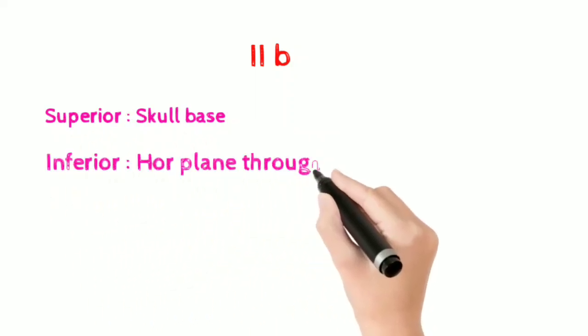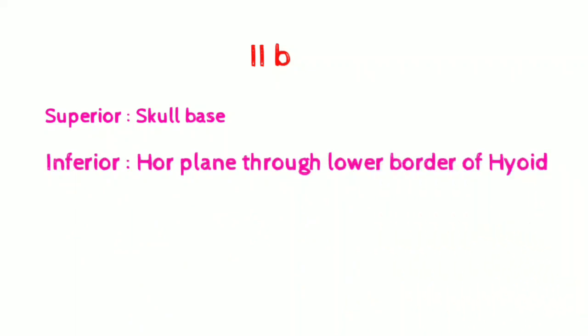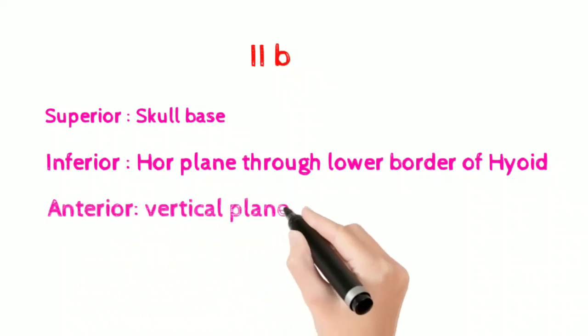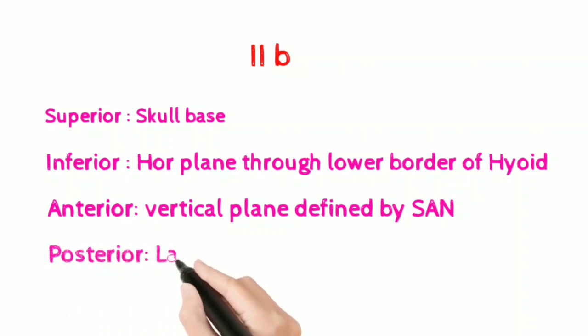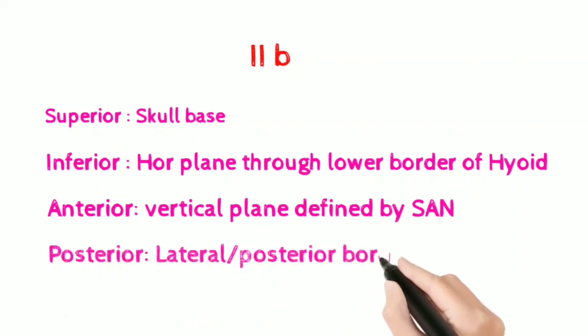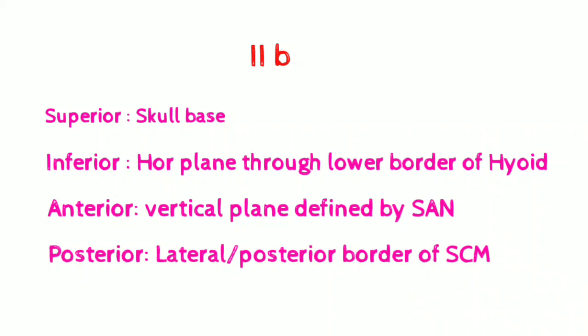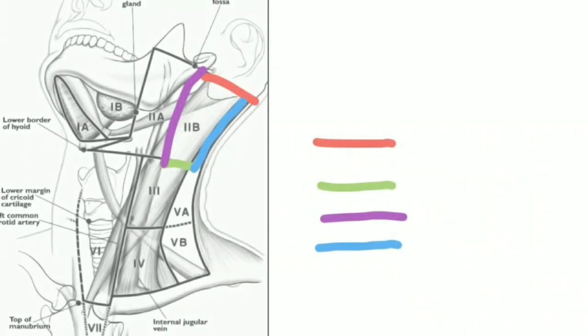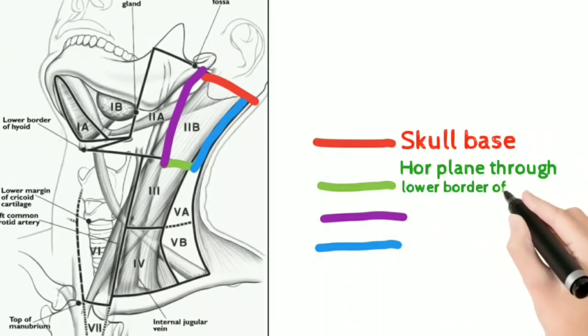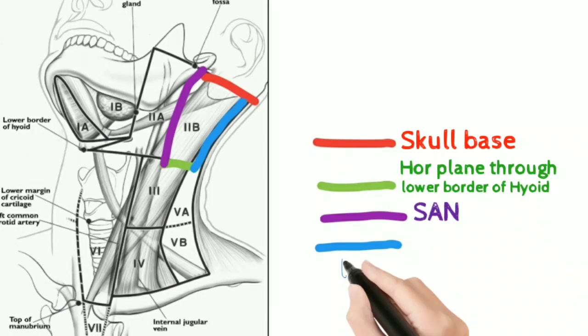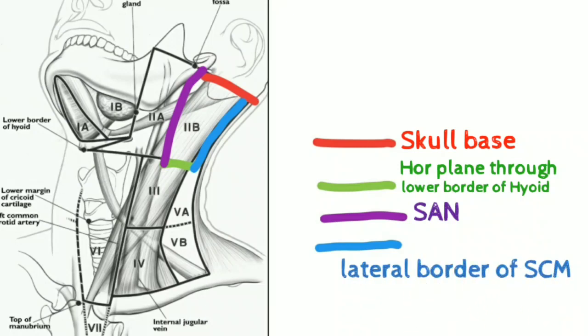Now let's look at the boundaries of level 2B. So again, the superior and inferior boundaries are the same as level 2A, that is skull base superiorly and inferiorly by the lower border of hyoid bone. The anterior boundary is the spinal accessory nerve and posteriorly by the posterior or lateral border of sternocleidomastoid. Let's take a look at the picture. So superiorly by the skull base, inferiorly by the horizontal plane through the lower border of hyoid, anteriorly by the spinal accessory nerve and posteriorly by the posterior or lateral border of sternocleidomastoid.